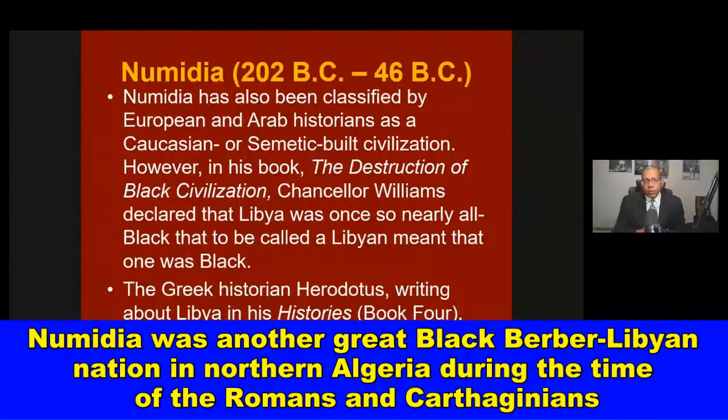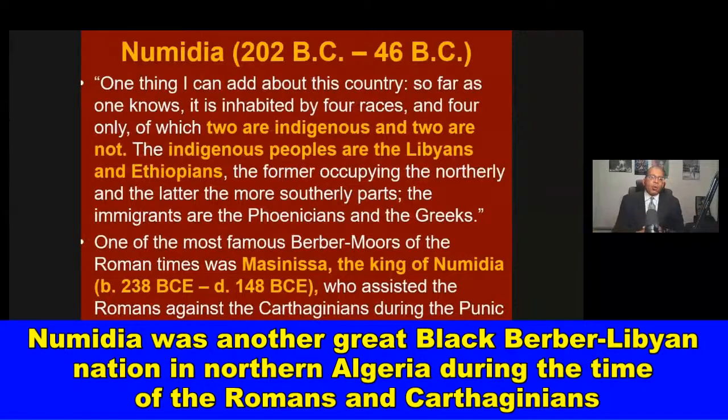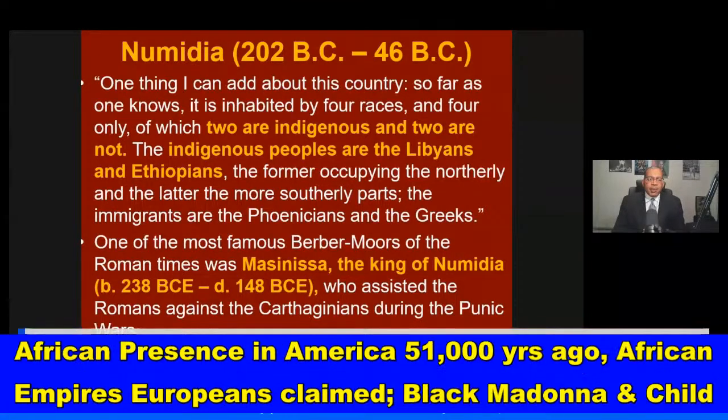The Greek historian Herodotus, writing about Libya in his Histories, Book 4, stated, quote, "One thing I can add about this country, so far as one knows, it is inhabited by 4 people, of which 2 are and 2 are not."